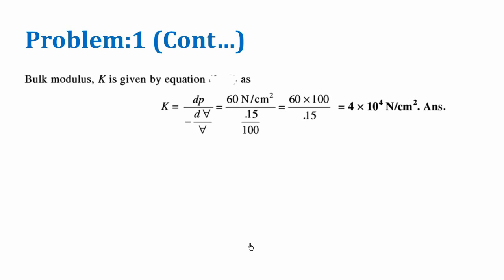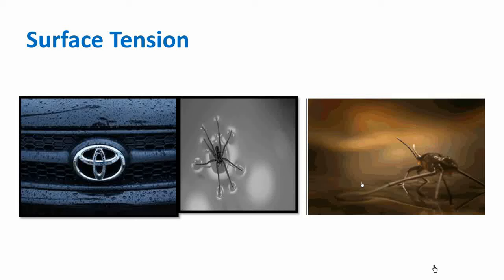So substituting in the expression bulk modulus K equal to dP by minus dV by V, we will get dP which is 130 minus 70, that is 60 Newton per centimeter square, and dV by V which is 0.15 by 100. After substituting this, we will get the value of K which is 4 into 10 power 4 Newton per centimeter square. So this is how we'll solve problems related to bulk modulus.